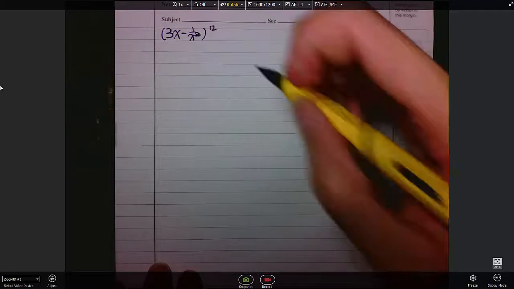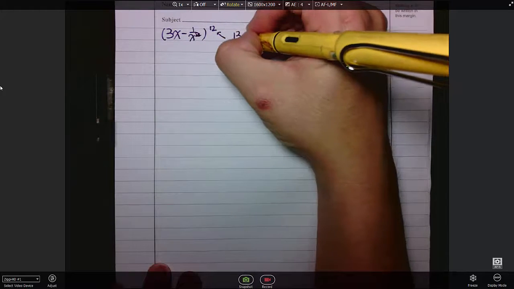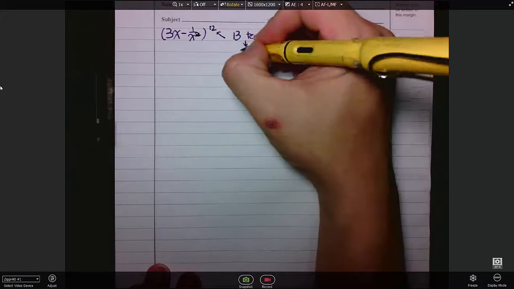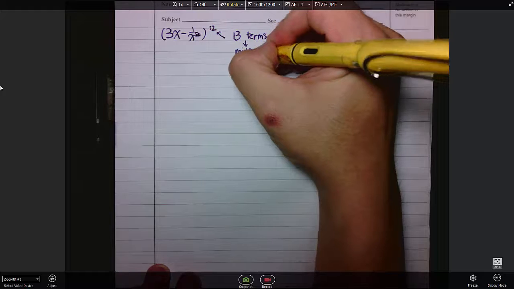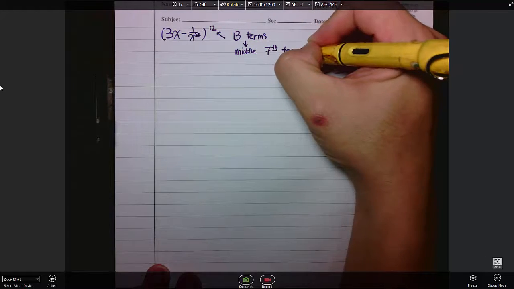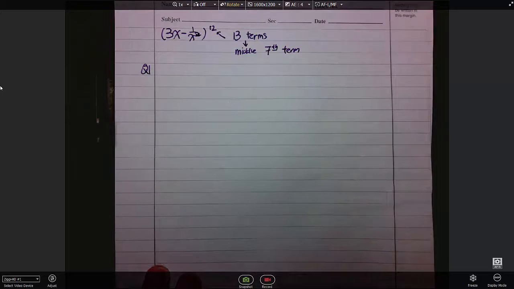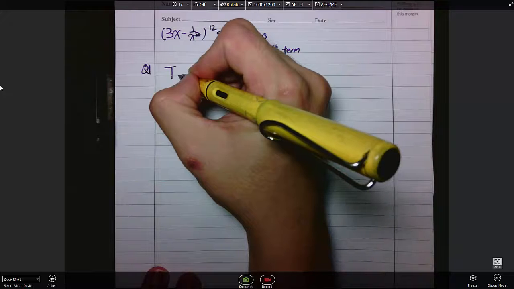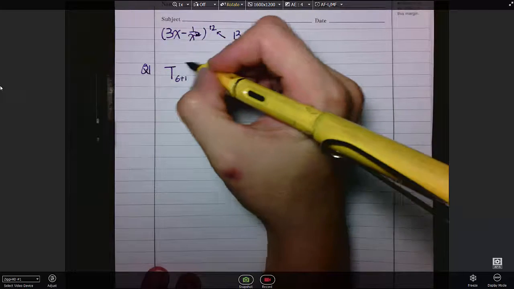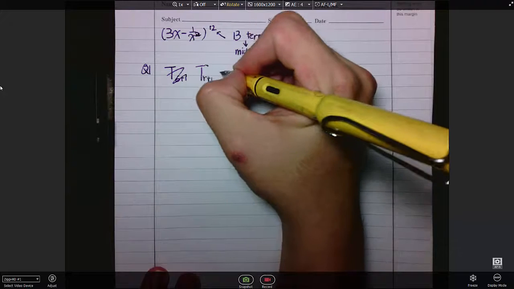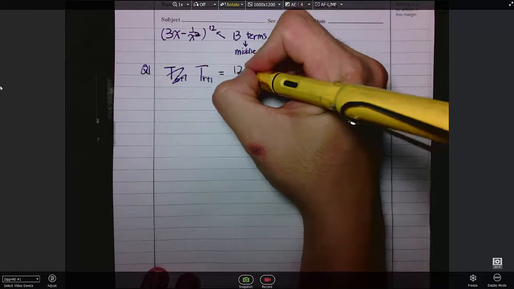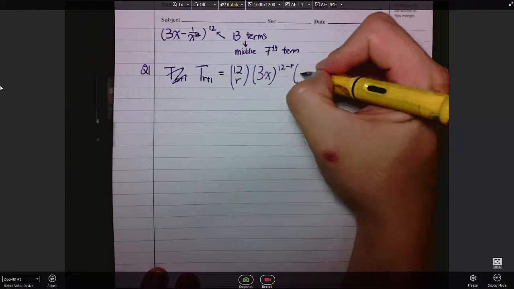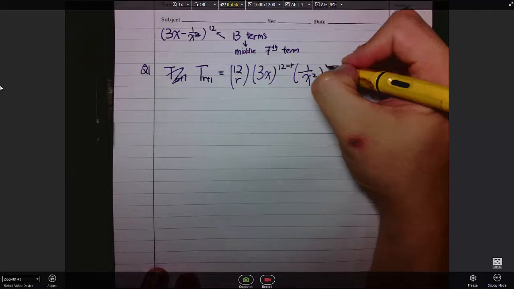So basically what we have here is that if there is to the power of 12, it means that there will be 13 terms. For 13 terms you will know that the middle term is the 7th term. So to find the 7th term, I take the t r plus 1 term, which is equal to 12 choose r, 3x to the power of 12 minus r, negative 1 over x squared to the power of r.